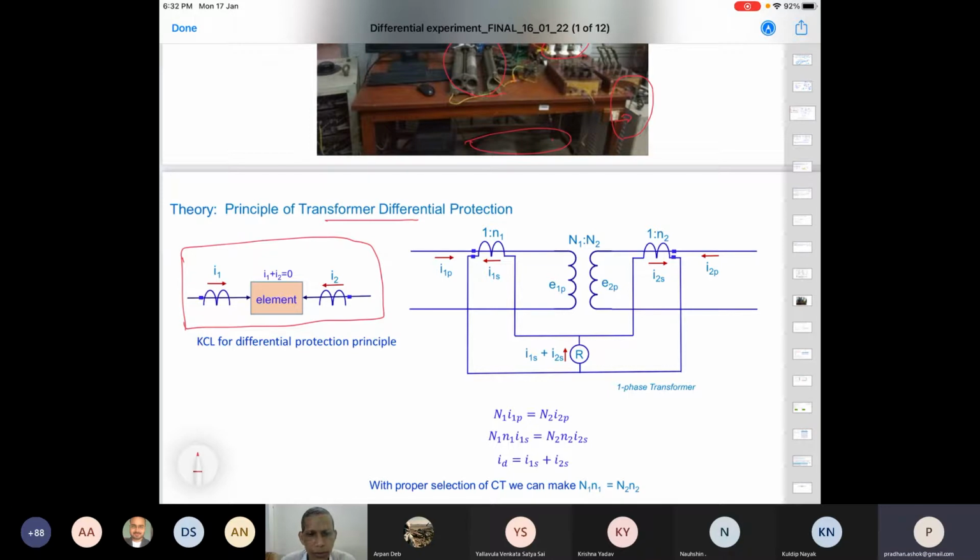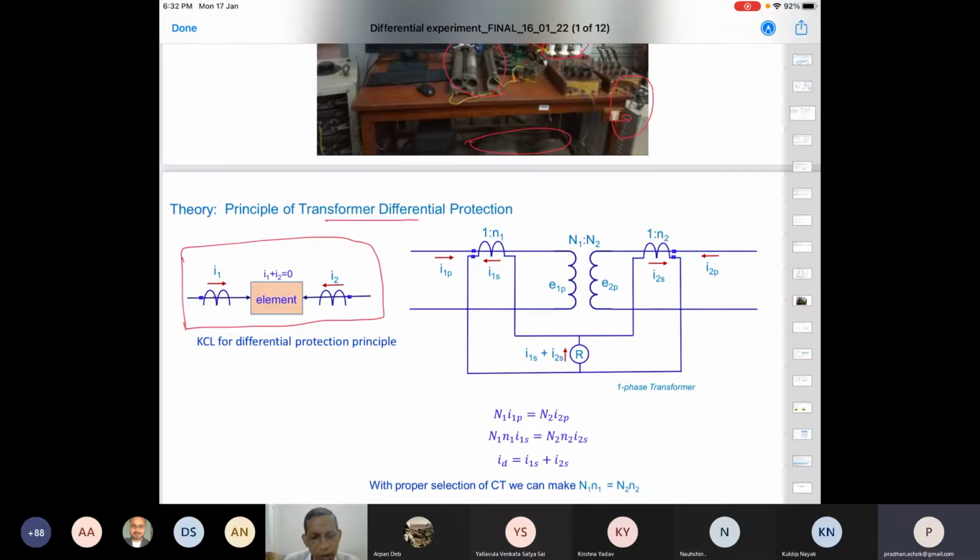For any element, transformer or whatever, the differential principle extends. It is the most powerful relaying principle, very good. But you see here that we require information from both sides. We can extend it, as we'll tell towards the end, to the transmission line also, distribution line also. So this element can be anything.